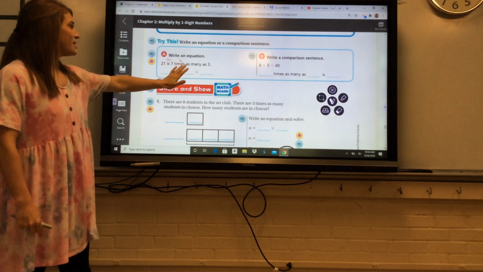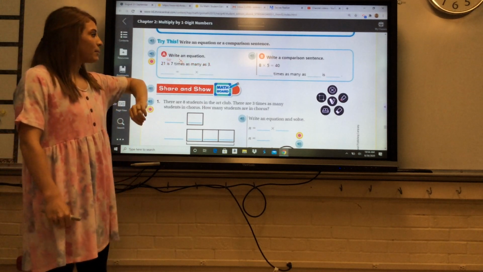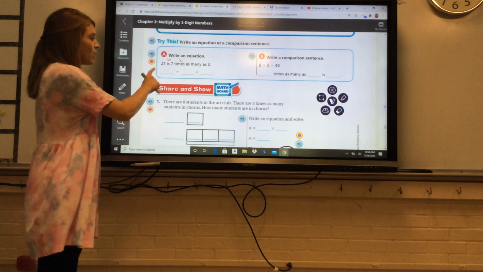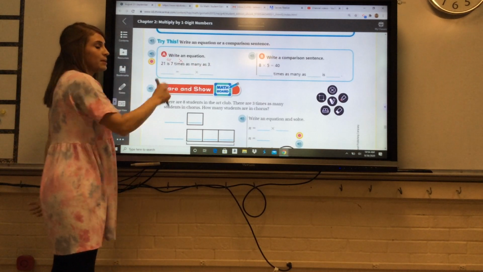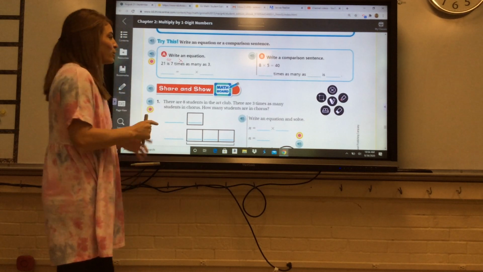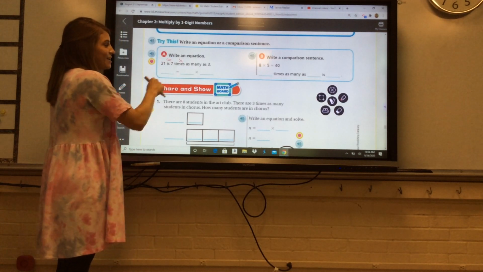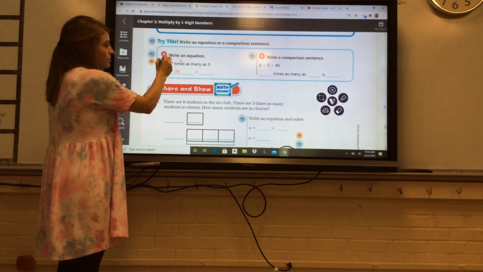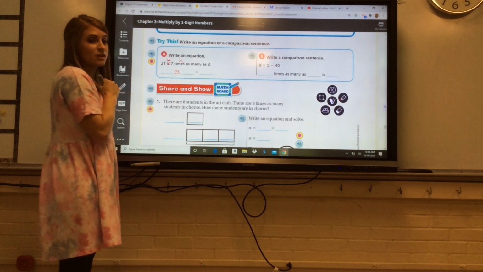Okay, so what I'm going to do is I'm going to look at this sentence. 21 is 7 times as many as 3. And I'm going to see how I can fit it into this equation right here. They've got blank equals blank times blank. So here's what I'm going to do. I'm going to put these numbers in this order. Here's my equal sign here. Here's my is right here. Remember, that stands for my equal sign.